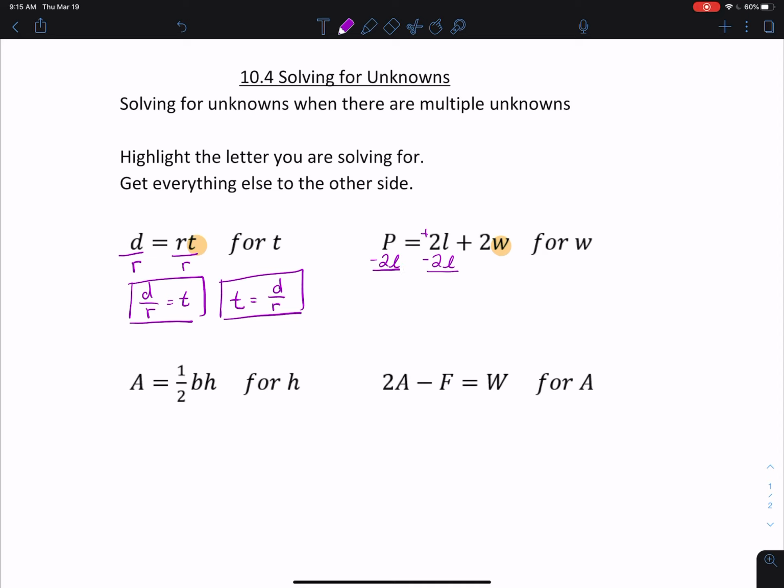Now, p minus 2l, I can't actually do anything with it because they're not like terms, so I just need to write p minus 2l equals. On the right-hand side, those 2l's canceled out, so it equals 2w. Now I need to get rid of that 2 so that I can get the w completely by itself. So I'm going to divide both sides by 2. And that gives me that p minus 2l over 2 equals w. I can leave my answer like that, but as before, if you prefer to write the w equals first, you can.